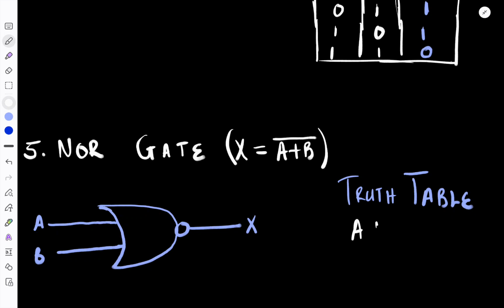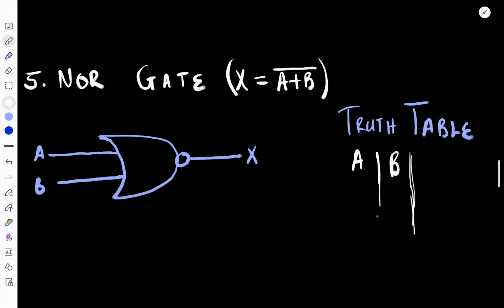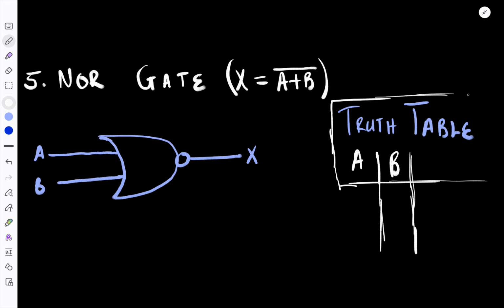We have A as the input. We have B as the other input. Remember, we have these two inputs. They don't always have to be A and B. It could be A and C. It could be B and C. In a real problem, in an exam question, it can be. But we are just using them as examples. So these are inputs. Then our output is X.